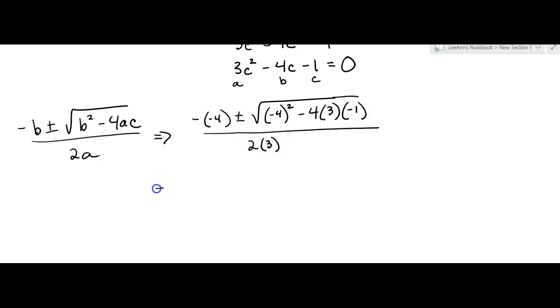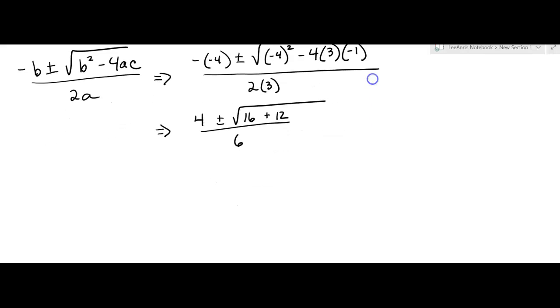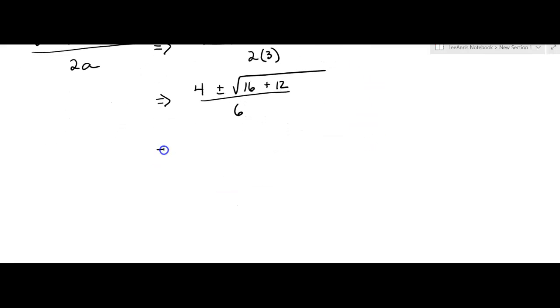is 3. All right, so we have 4 plus or minus the square root of 16. It's going to be plus 12 over 6. I think I picked all the ones that have the most simplifying. 4 plus or minus the square root of 28 over 6.